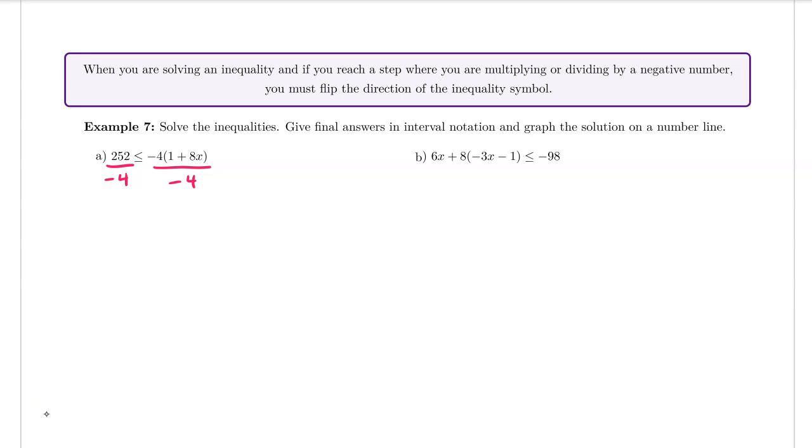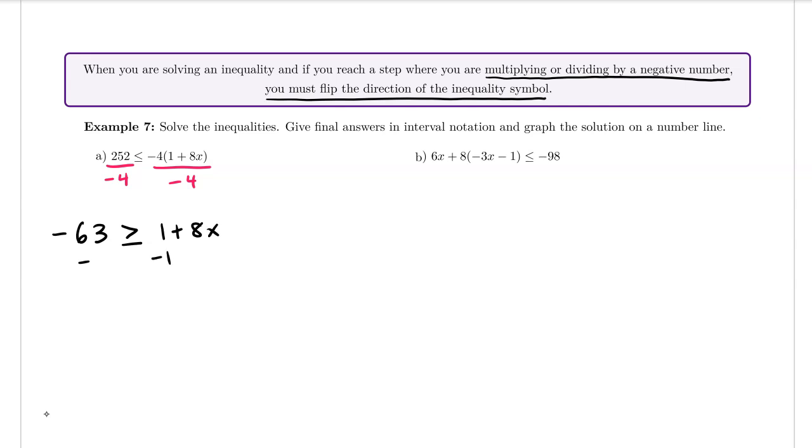That will give us negative 63. Now, because I divided both sides by a negative, remember this step where it says you must flip the direction of the inequality symbol when dividing or multiplying by a negative number. So I'm going to go ahead and flip the direction. So now we have negative 63 is greater than or equal to 1 plus 8x.